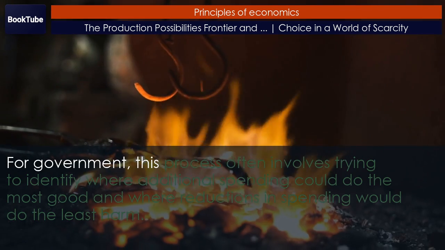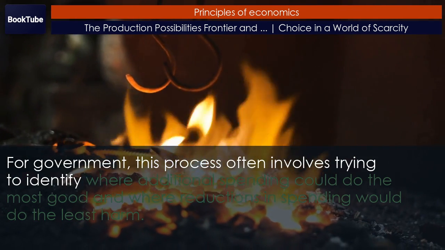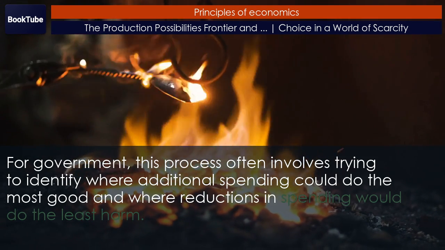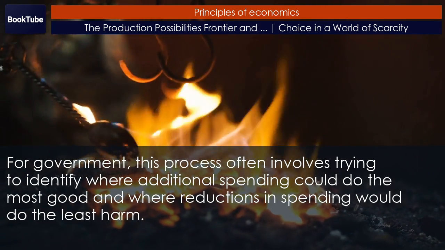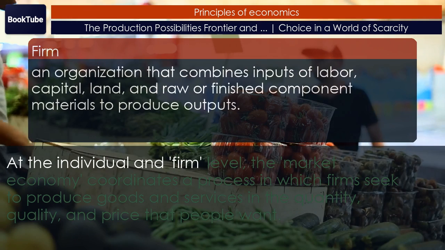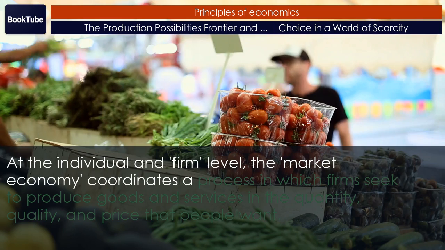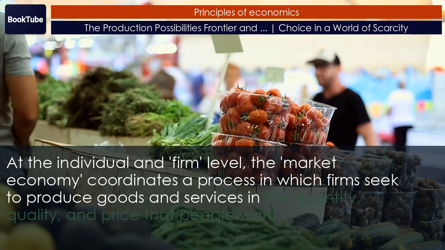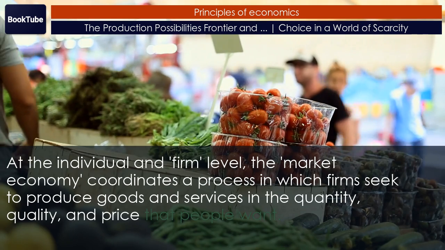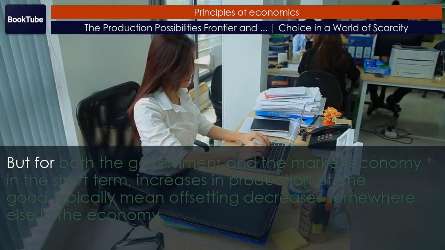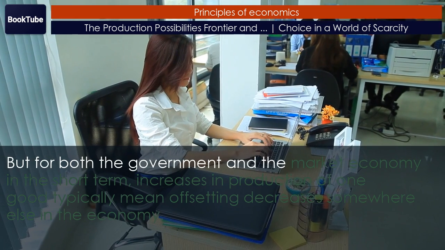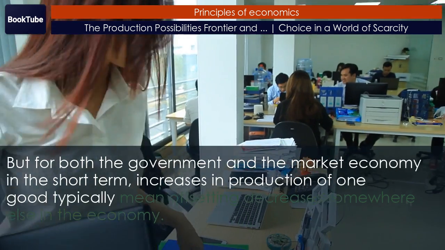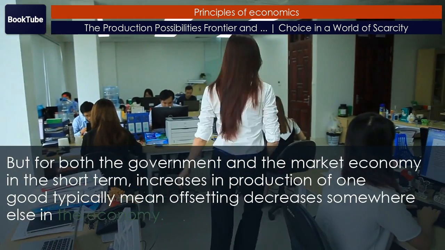For government, this process often involves trying to identify where additional spending could do the most good and where reductions in spending would do the least harm. At the individual and firm level, the market economy coordinates a process in which firms seek to produce goods and services in the quantity, quality, and price that people want. But for both the government and the market economy in the short term, increases in production of one good typically mean offsetting decreases somewhere else in the economy.